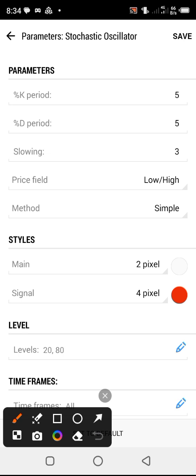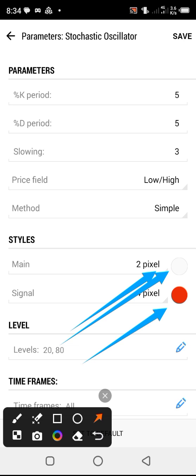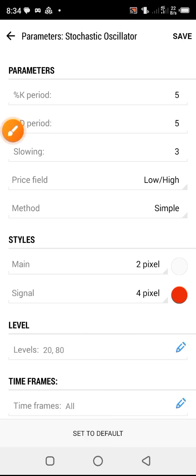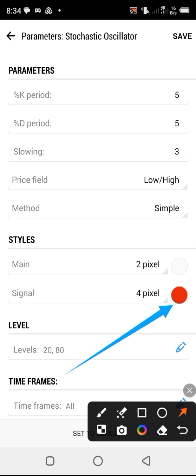Let me show you something else. Look at this, because you might not notice it. In front of that 2 pixel, there is a circle, and that circle is where you get to choose the color you want. That very first one, this circle right here, I used a white color because I don't want to have two lines on my stochastic. I only want one to show. The one that I want to show is the one under it. You can see that one has a red color. You can use any color you want, but I decided to use red.